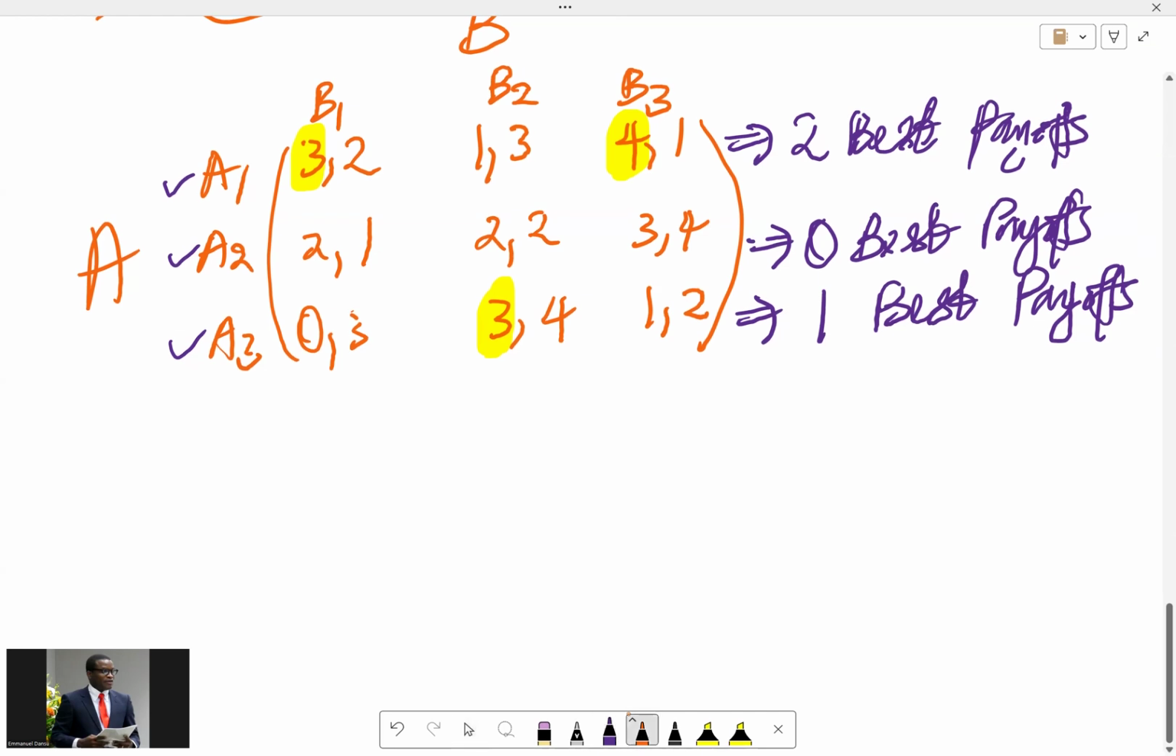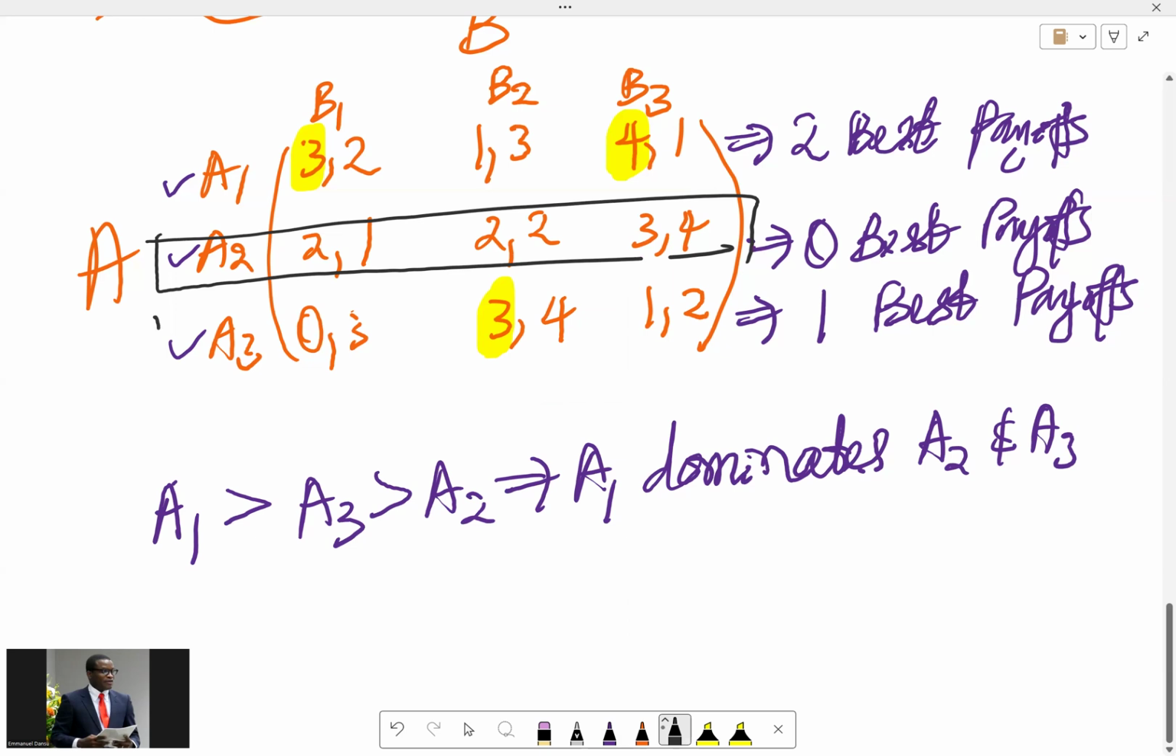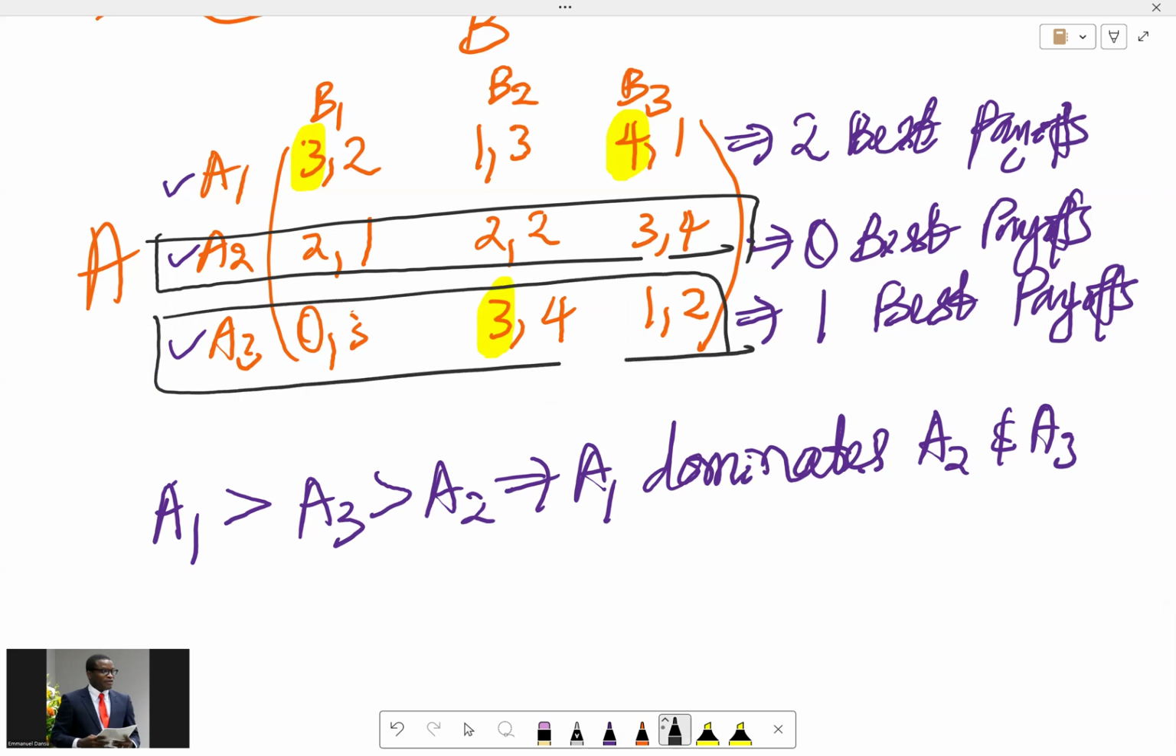So we see that A1 is better than A3, and A3 is better than A2. So that means that strategy A1 dominates A2 and A3. It means that A2 and A3 should go. A2 and A3 will have to go. So A2 gone, A3 gone. Okay, so we have that.